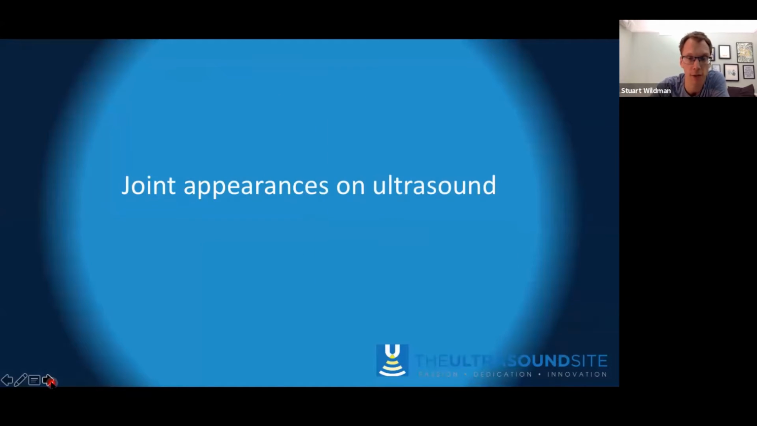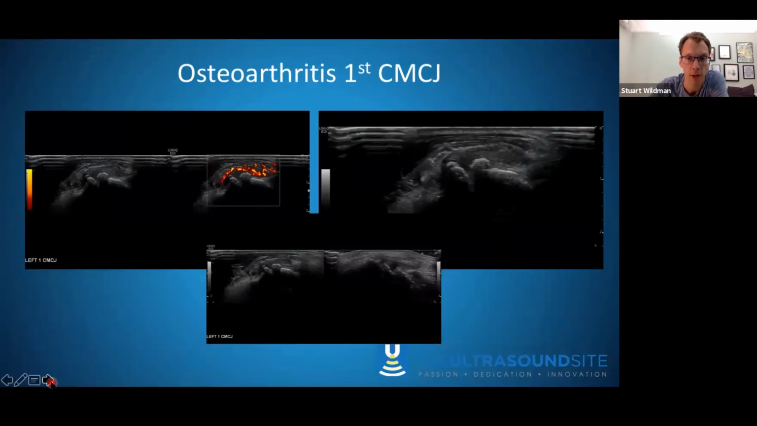Joint appearances, reasonably quickly going to whiz through these ones. Degenerative joint changes, nicely seen on ultrasound. So bony hypertrophy around the joint margins here. You can see this is the first CMC joint. This is the volar aspect. Often you can see things a bit nicer around the volar aspects actually of the first CMC joint. But bony hypertrophy here of the joint margins and thickening of the joint capsule with some Doppler activity there as well.